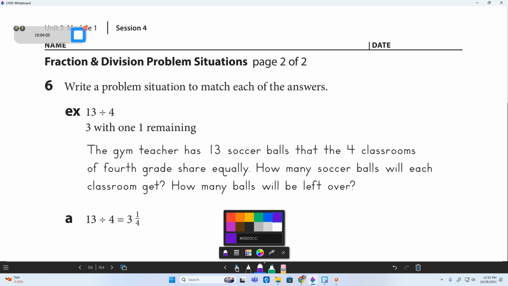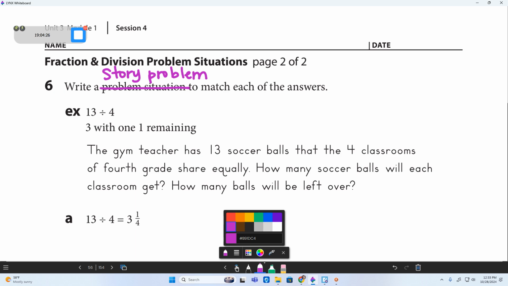All right. At the top of 52, it says write a problem situation, and a problem situation is really just a story problem, and this is exactly like what we've been doing in class. When doing a division problem and there's a remainder, figuring out what would you do with the remainder.